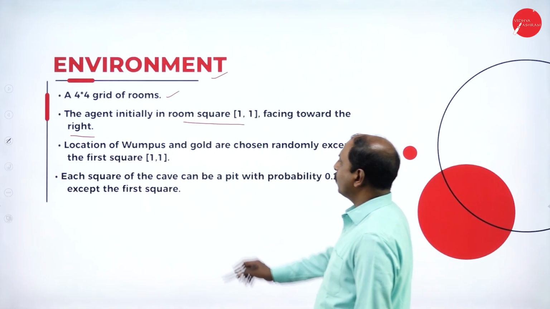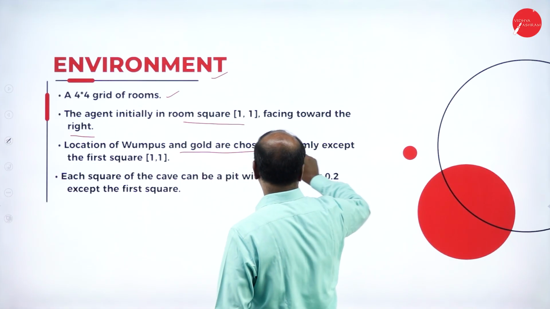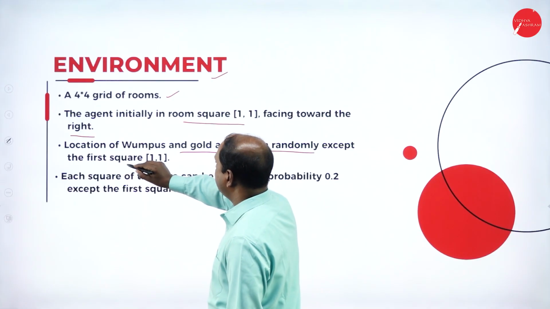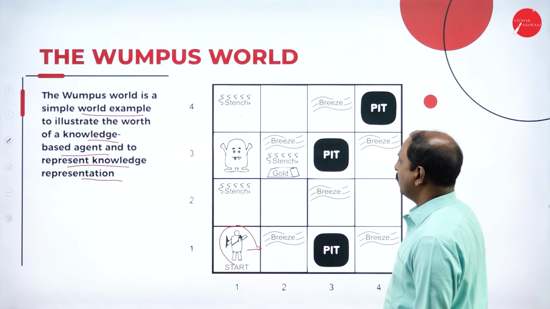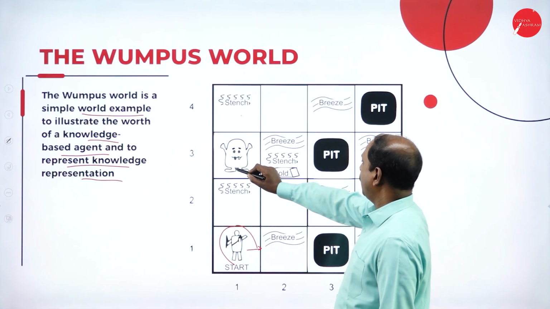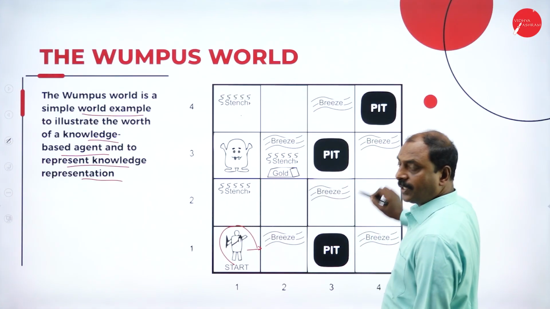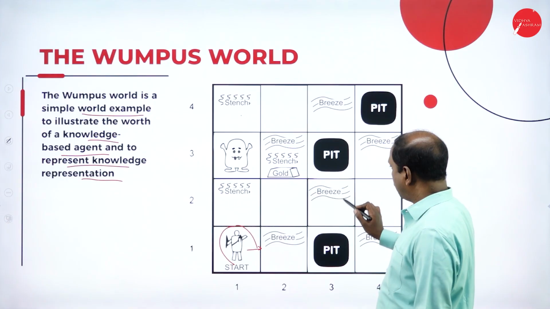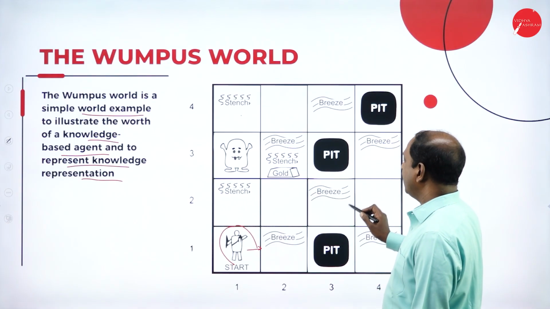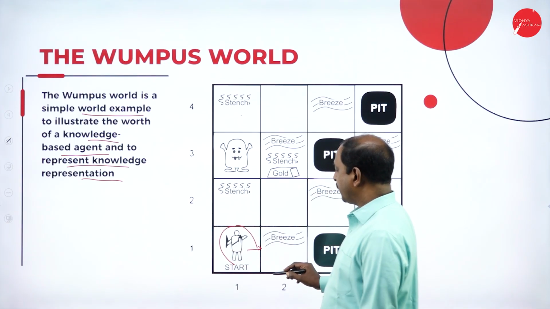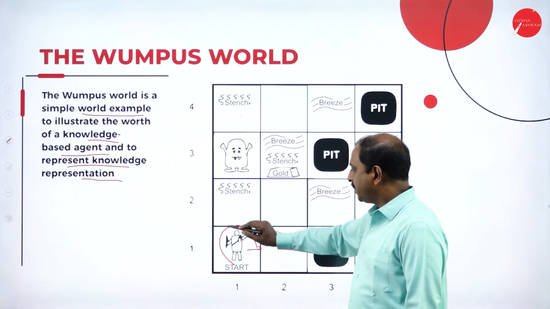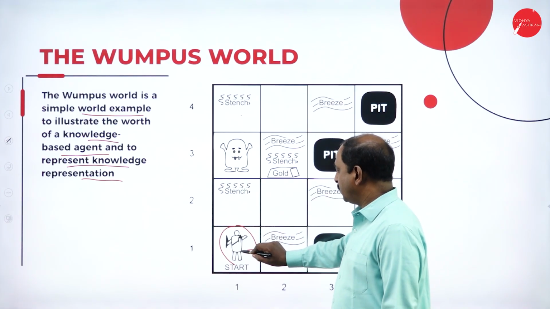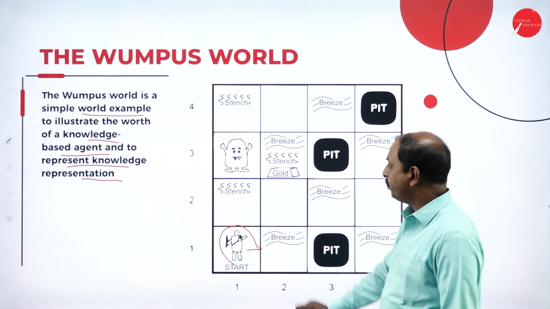Next one is the location of the worms and gold are chosen randomly except the first square. So the location of the worms and gold we can select at any square in the given grid, but not at 1, 1, because this is the starting point of the agent. So the agent will start from this point. This is a safe place for the agent to begin with.